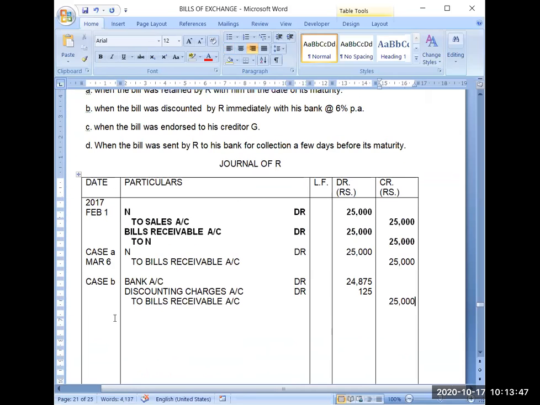Now on the due date, again, the bill is with the bank, and the bank will present the bill for payment to N. And in that case, N has refused to make the payment. So if N will not give payment, then R will become liable to give payment to the bank. Bank has to get the payment in any case. So in that case, N will again become his debtor. He will make the entry for dishonor of the bill, and he will become debtor again for 25,000. And debit to bank account. He has to pay the amount to the bank, 25,000.